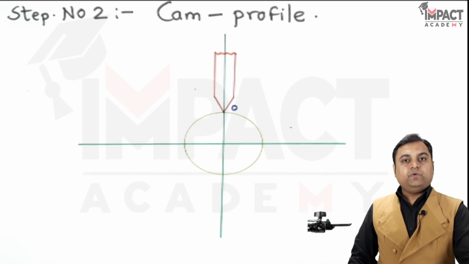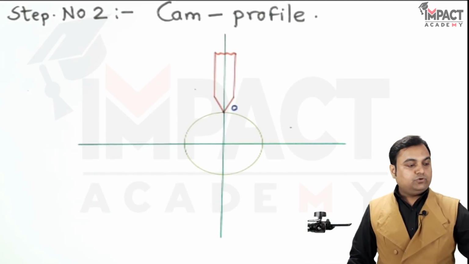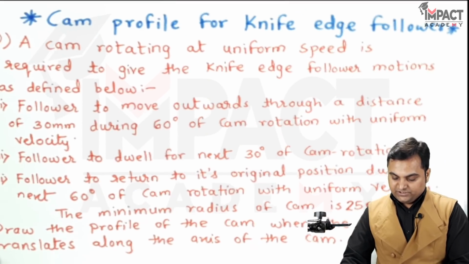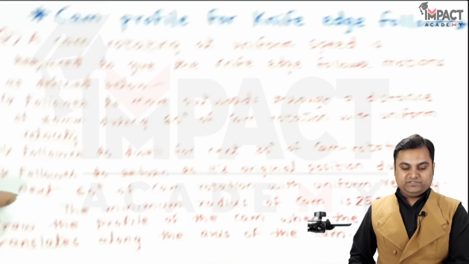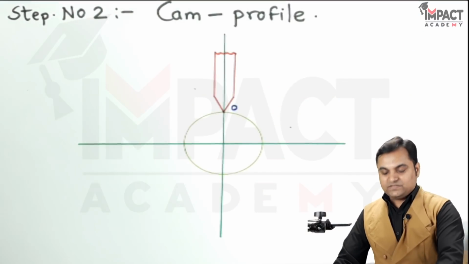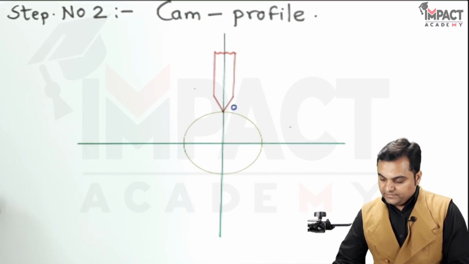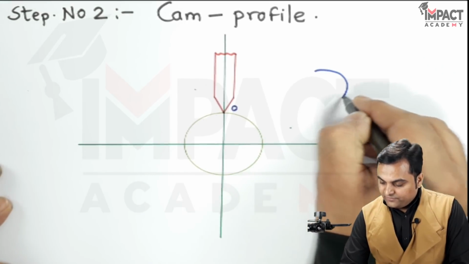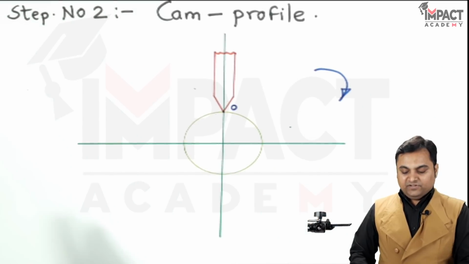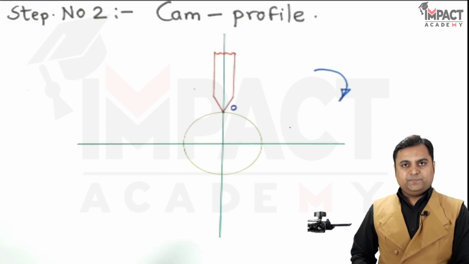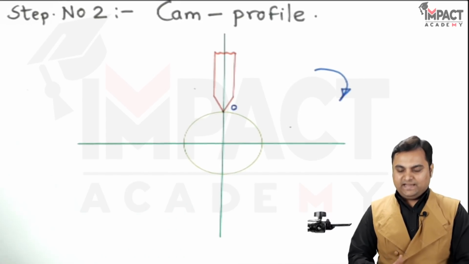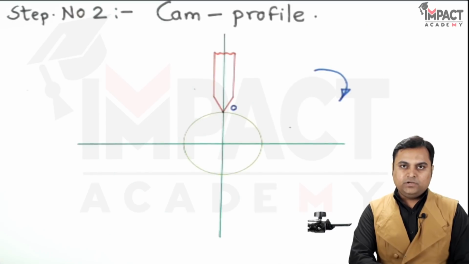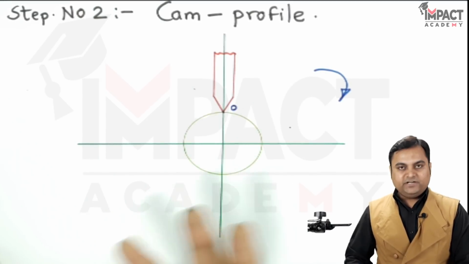In the question, the rotation direction is not mentioned anywhere, that is whether the cam rotates in clockwise or anti-clockwise direction. Since nothing is mentioned, I am assuming that the cam rotates in a clockwise manner, and whenever the cam is rotating in a clockwise manner, we have to measure the angles in an anti-clockwise sense, because that would give us the correct motion.